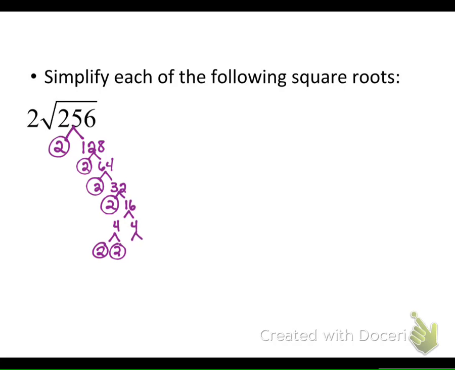Did anybody see the mistake I made? You're so good. Yeah, don't circle those 4s. They are composite. They are not prime. Oh my gosh, that's a lot of 2s.